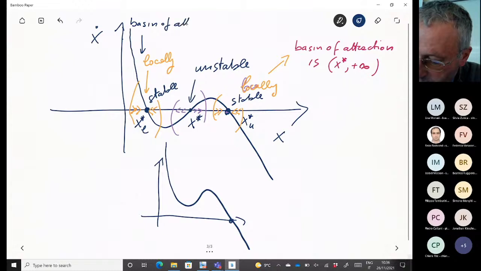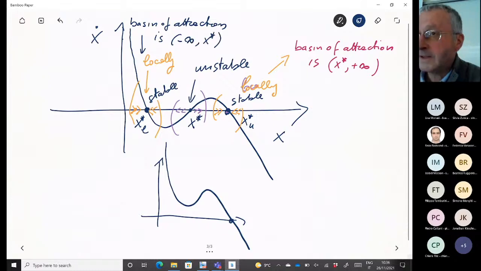Is that clear? So we have the two basins of attraction. So what is the time path now? If we want to represent the trajectories in the time domain, there is something new that happens.